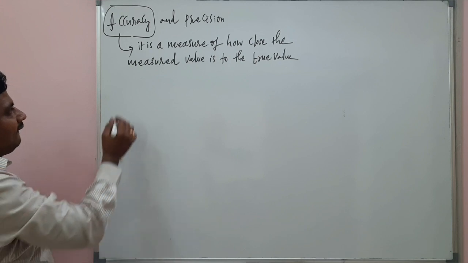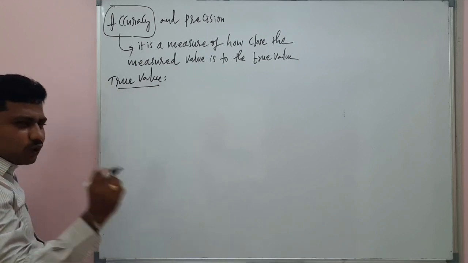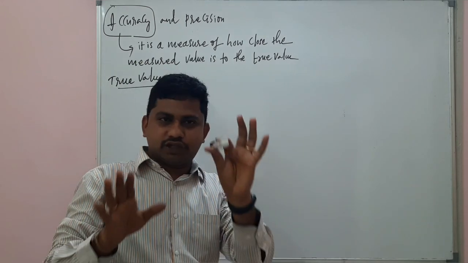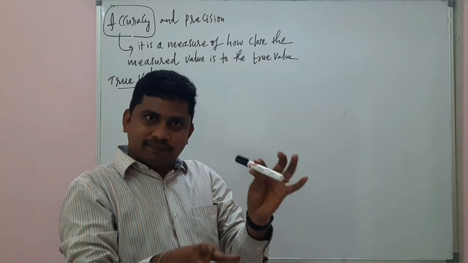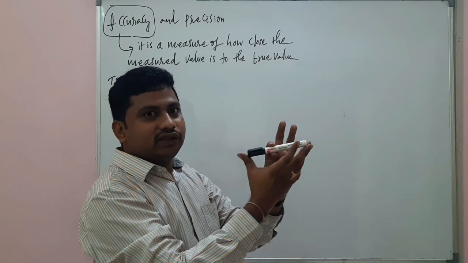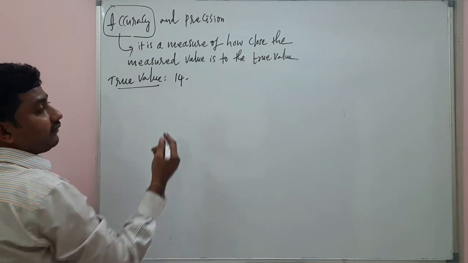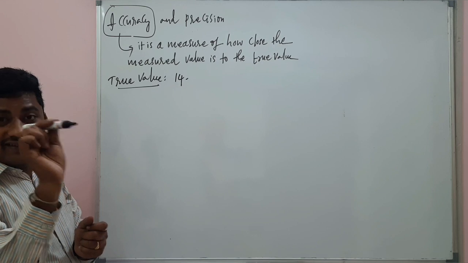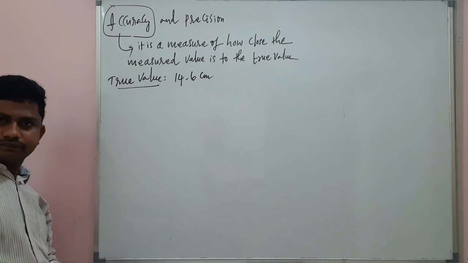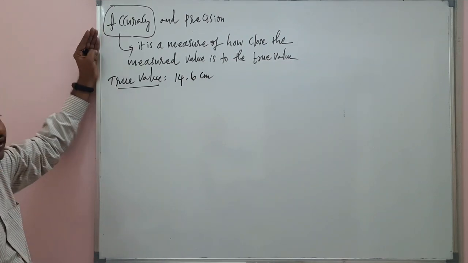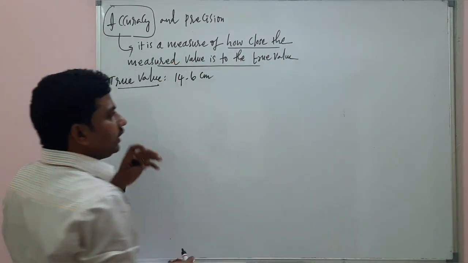See, the true value. I have told you, our experimentation is so easy. What we are doing is so simple: just using a meter scale to measure the length of this pen. I have measured the actual value during the manufacture of this pen. They have got 14.6 centimeters. Now, accuracy is the measure of how close the measured value is to the true value. This is the true value.